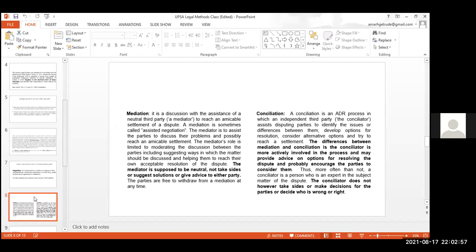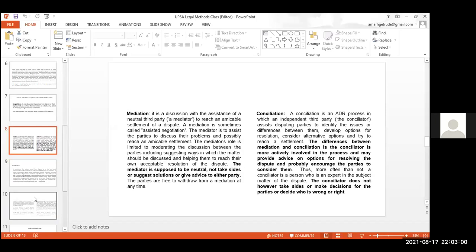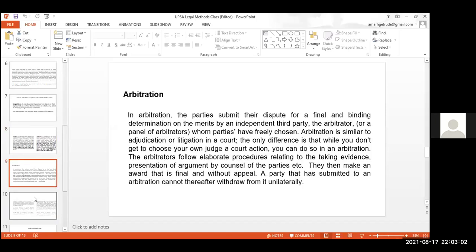Now, I'll leave conciliation here for a particular reason, and I'll come back to conciliation at another point, but I'd rather we look at arbitration as the next form or mechanism of ADR. So what we have been trying to do so far is to have an understanding of alternative dispute resolution, ADR. And we have realized that ADR is simply a number of dispute resolution processes that serve as an alternative to what? Litigation, or that serve as an alternative to resolving disputes through litigation.